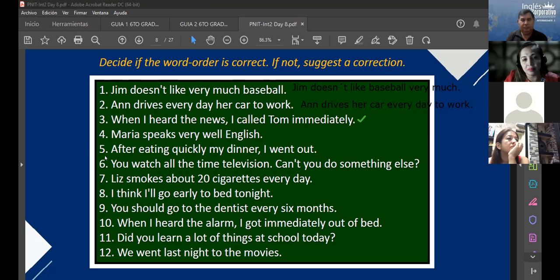Let's read the number four, please. Maria speaks very well English. What do you think? Is it correct? Are you sure? Remember the explanation I gave from number two. Do you remember what I told you? Maria very well speak English. No, we do not omit the words. We need to use all the words in the sentence.